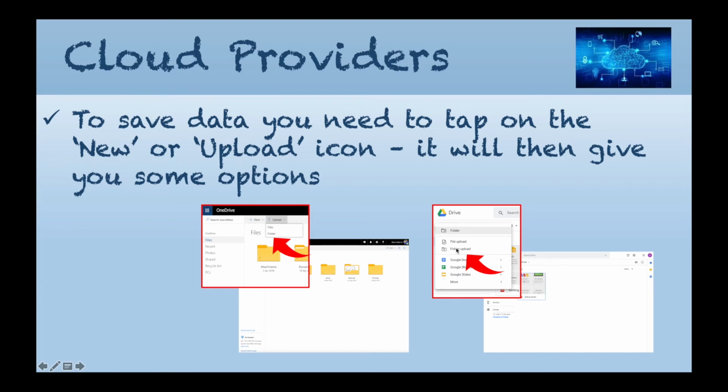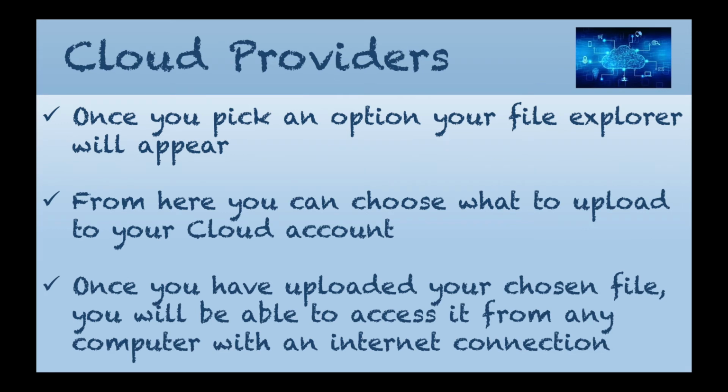Okay, so once you've picked an option, your file explorer will appear on your PC. From here you can choose what you want to upload. Once your file explorer appears, you'll have to search your hard drive to see what you want to upload. Now, once you've found what you want to upload, you select it and you open it, and it will upload itself onto your cloud drive.